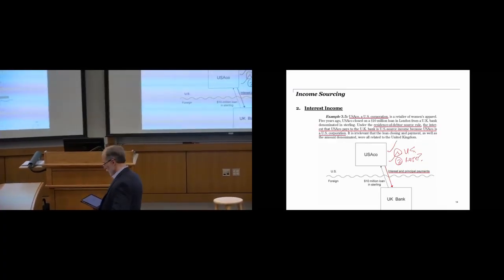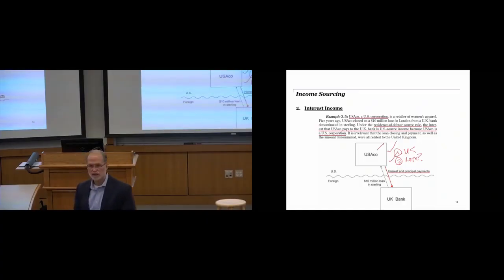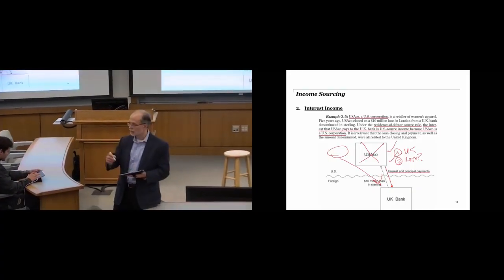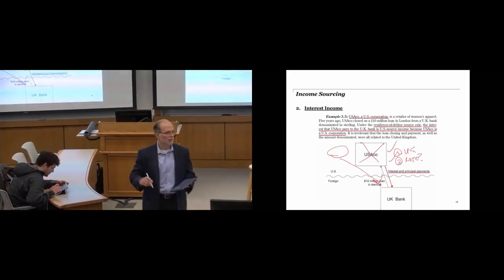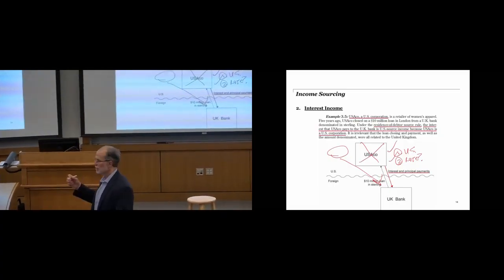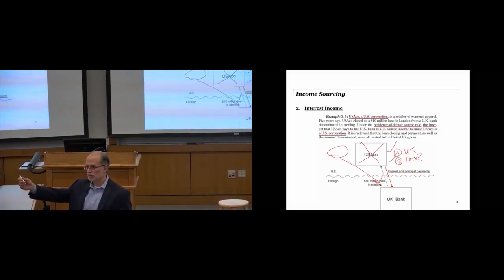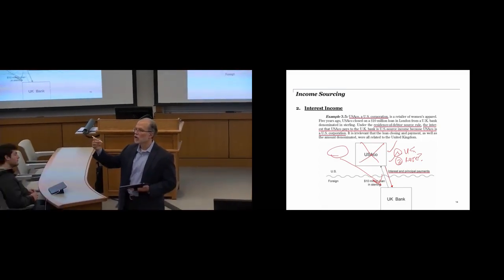So let's say instead of this being a U.S. corporation, let's say this is a U.S. individual. That's usually a circle depicted in pictures, but let's say that's a person. And the question I think Rocio is posing is, is that U.S. person a U.S. resident or not?